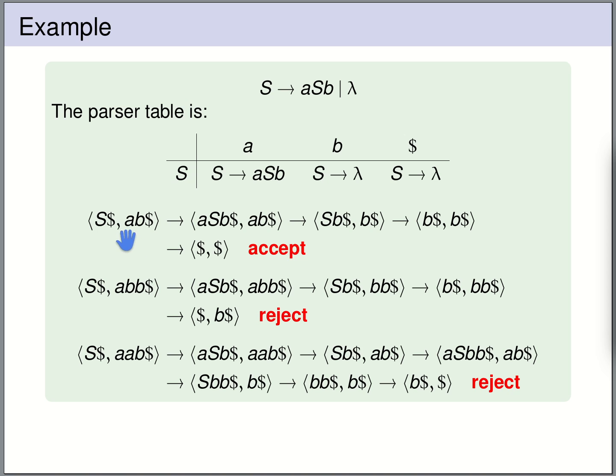And indeed, only AB was successfully parsed. And indeed, only AB is in the language generated by this grammar. ABB or AAB are not in the language. So it is correct that we have rejected them.